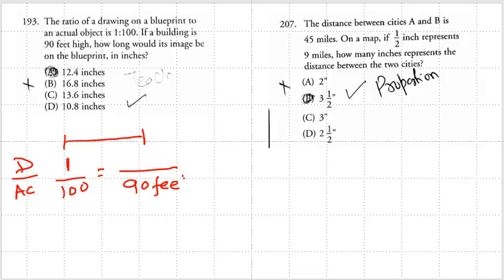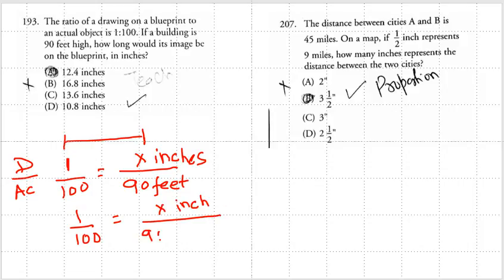If a building is 90 feet high, write down your ratio. Don't skip it. How long would its image be on the blueprint? This is what they want you to find in inches. Make sure these are the same units. Well, we know 1 over 100 equals x inches over 90. Now 1 foot equals 12 inches, right? So we have 1 over 100 equals x over 90 times 12.